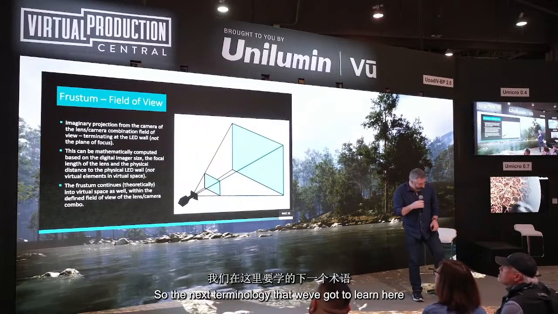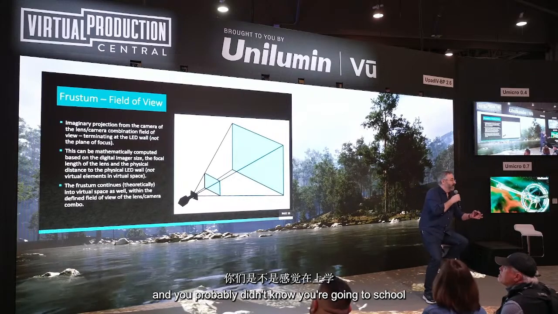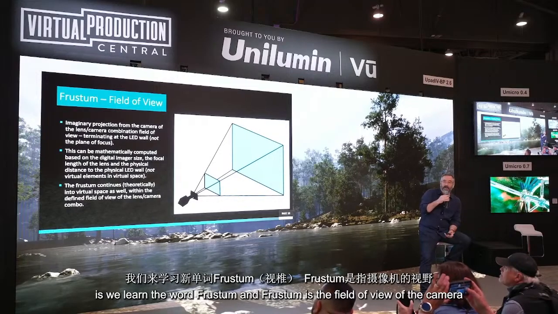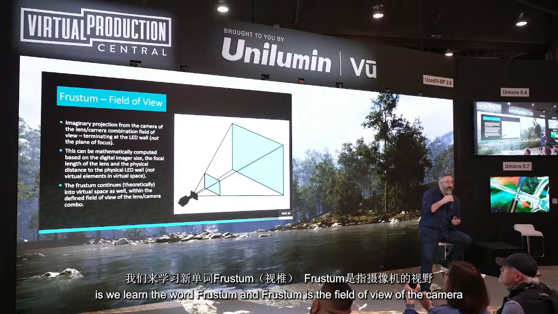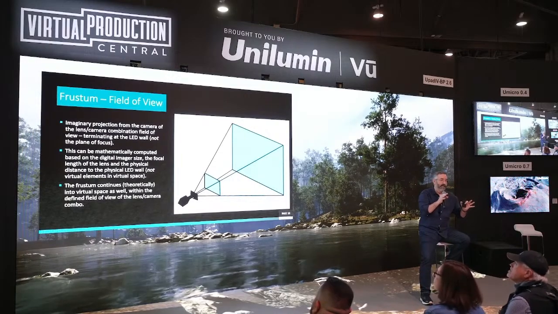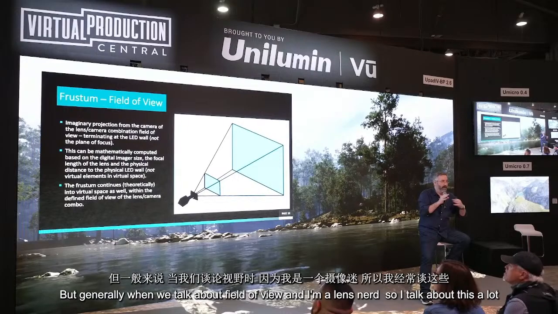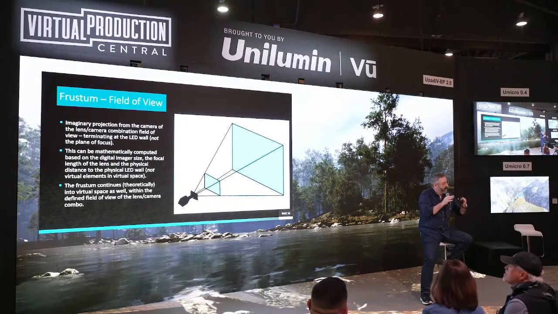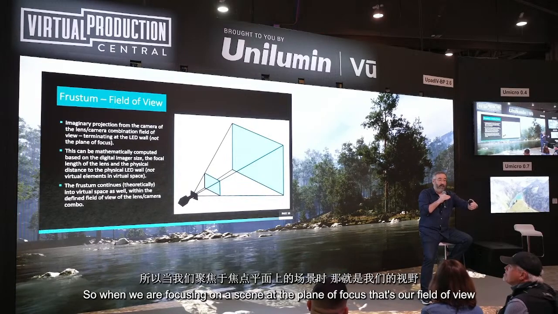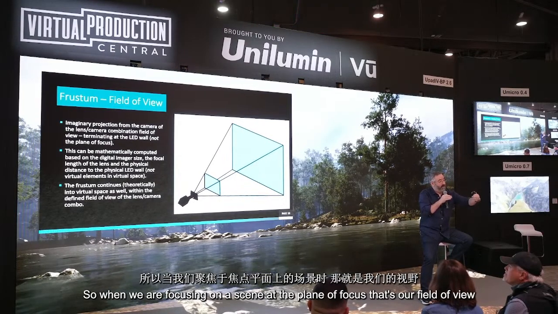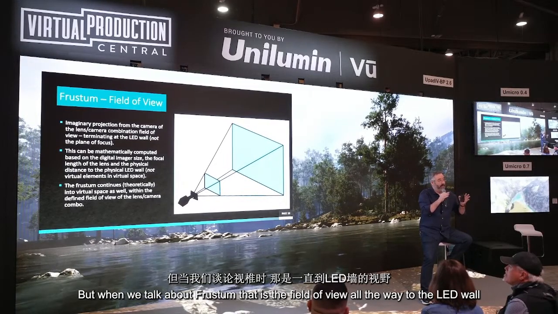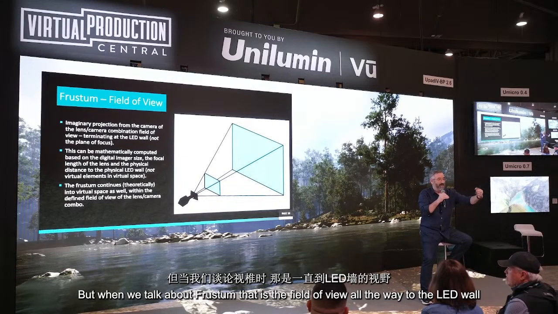So the next terminology that we've got to learn here, and you probably didn't know you were going to school, but that's what happens when somebody gives me a microphone, is we learn the word frustum. Frustum is the field of view of the camera, but generally when we talk about field of view, and I'm a lens nerd, so I talk about this a lot, we talk about it at the plane of focus. So when we are focusing on a scene, at the plane of focus, that's our field of view. But when we talk about frustum, that is the field of view all the way to the LED wall.